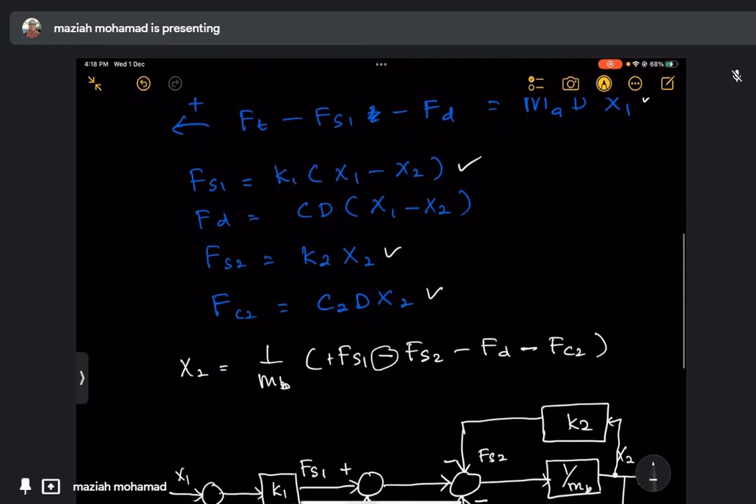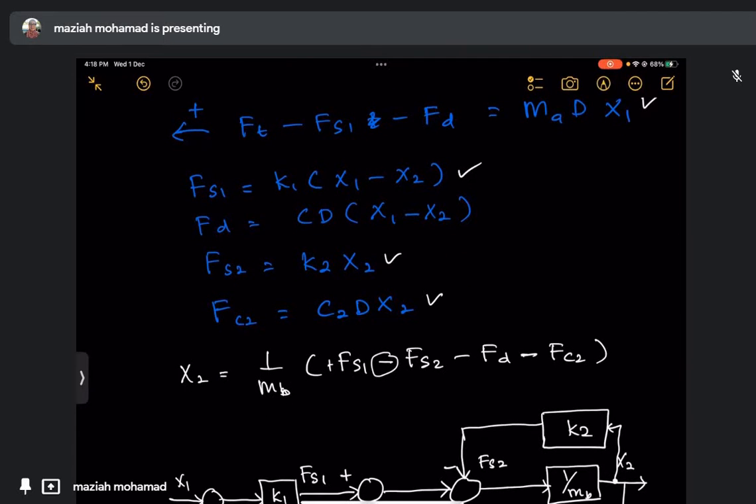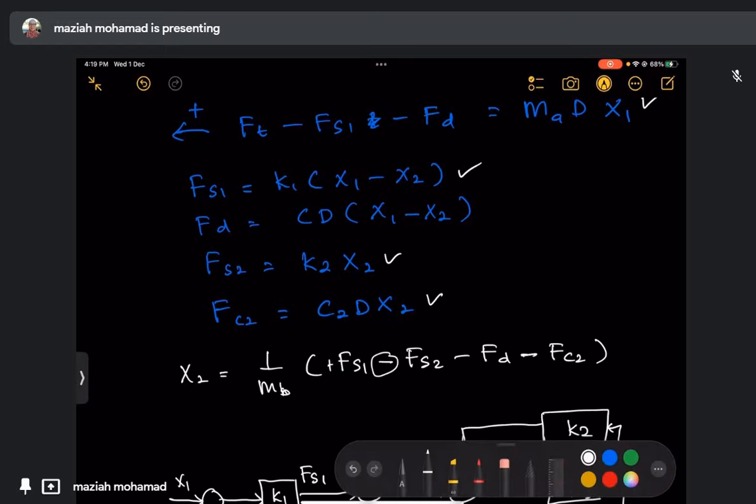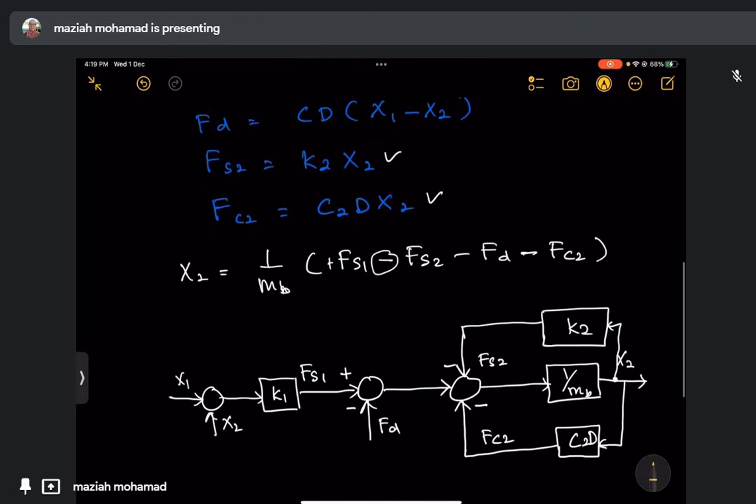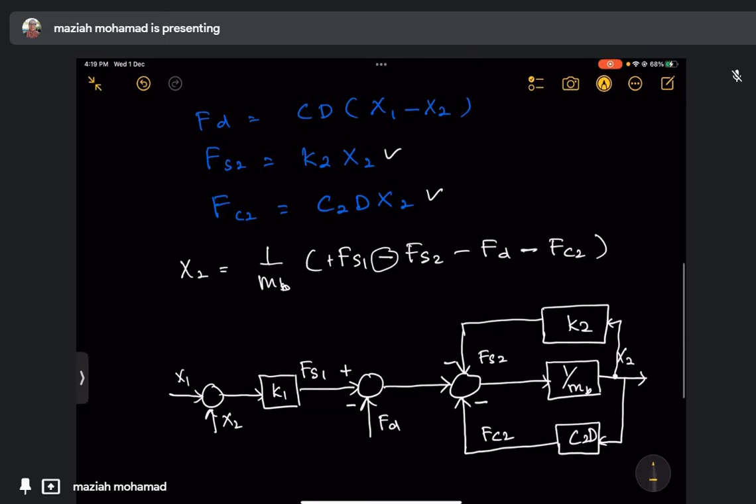All right. So if you rewrite the equation, okay, let's rewrite the equation here. So X1 is equal to 1 over MA multiply with FT minus FS1 minus FD. Okay. Ni nak sambung ni. Masuk pula ke ni. Sekejap.